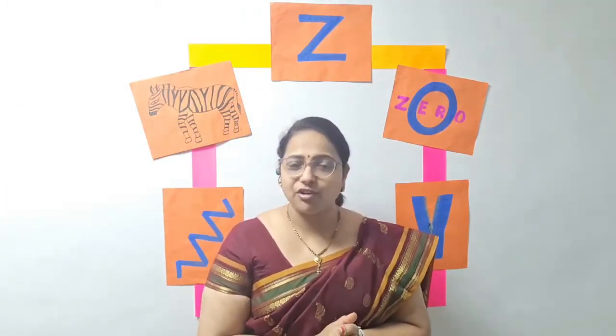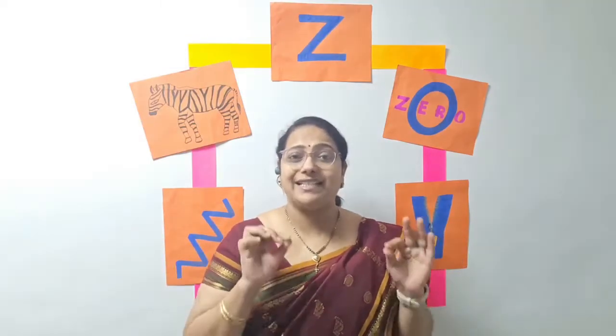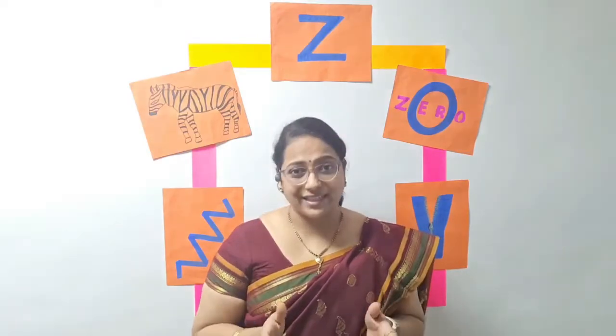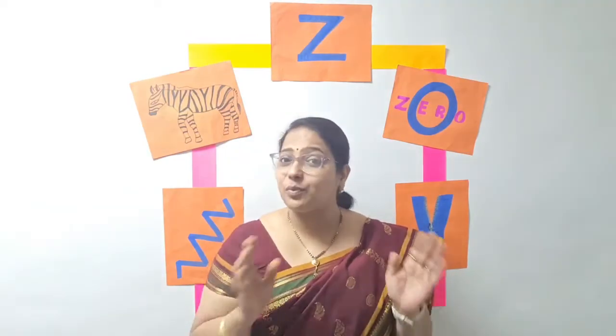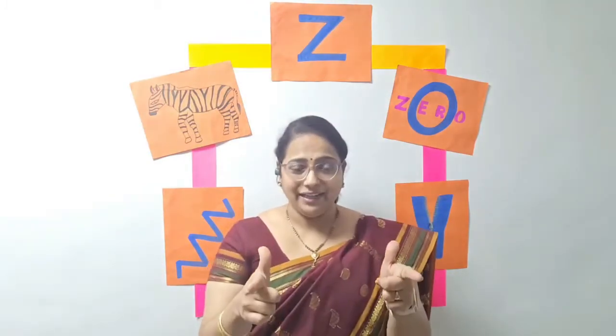In my previous videos, we have learned the sounds from letter A till Y. And today we are going to learn the last sound of English alphabet, that is Z. Okay, how many letters we have in English alphabet? 26 letters. And we have completed 25 letters. Now we will finish the last letter, which is Z. Okay, so are you all ready?